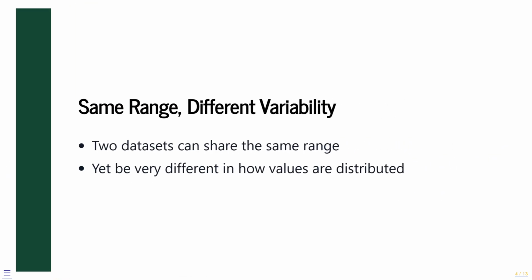Another limitation is that the range ignores how data are distributed in between. Two datasets can have the same range, but very different patterns of variability. To see this, let's look at a concrete example.